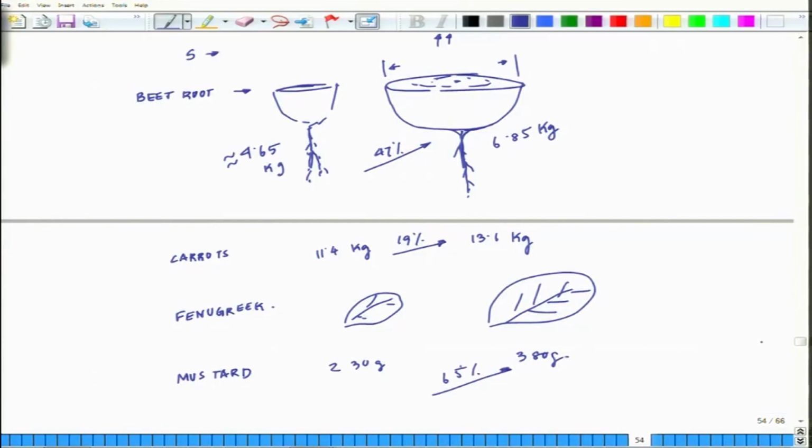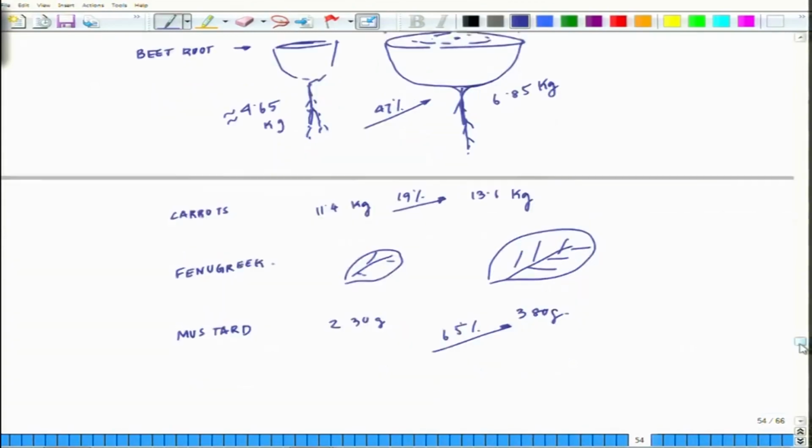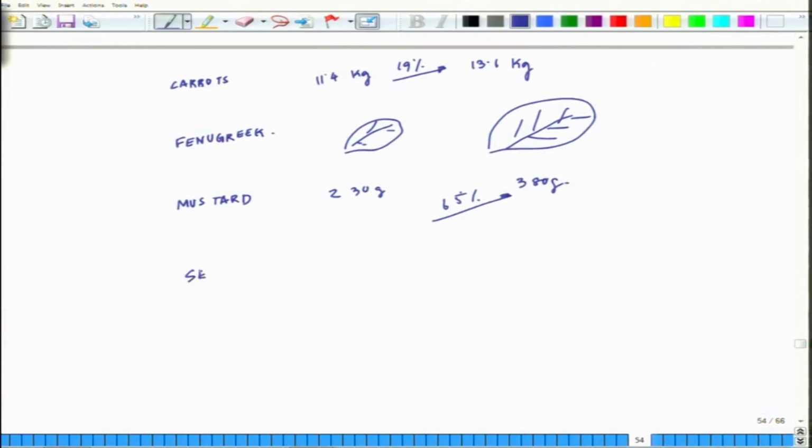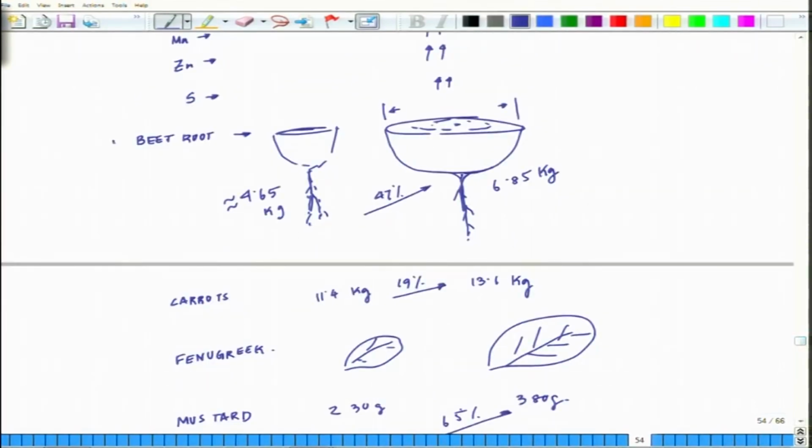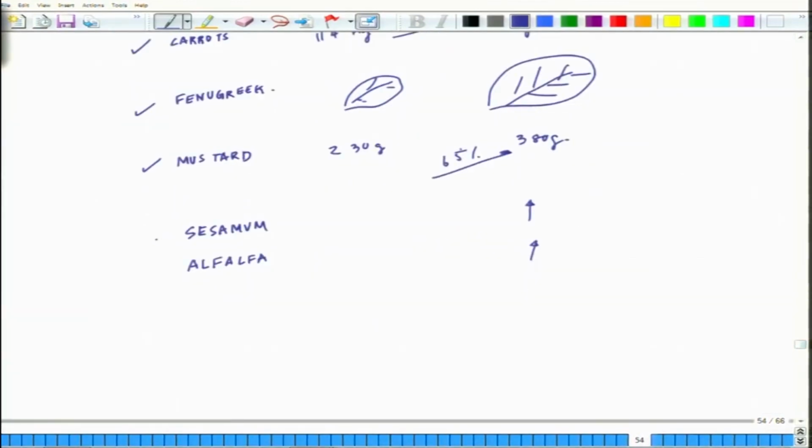Similarly, in the case of sesame, we observe a higher production of sesamum, which is another oil seed, and similarly in the case of alfalfa, which is a fodder crop, there is a higher increase. So, if you look at the profile of crops, you will observe beetroot and carrots, which are roots, then fenugreek, mustard, sesame, and alfalfa. That is almost covering two vegetable crops.